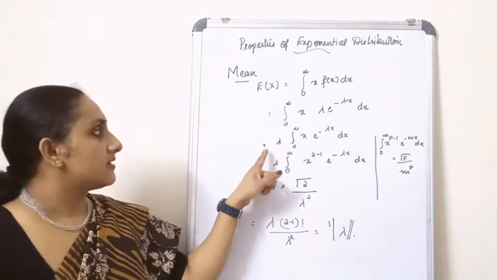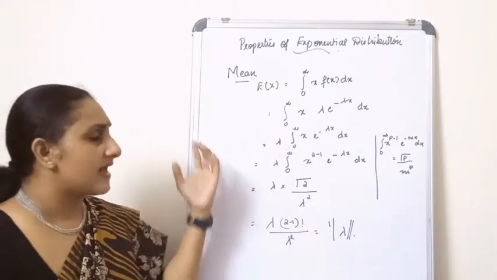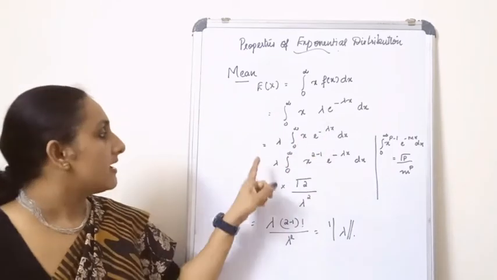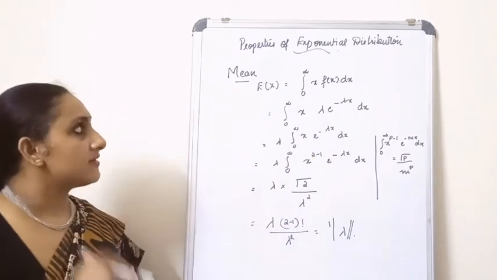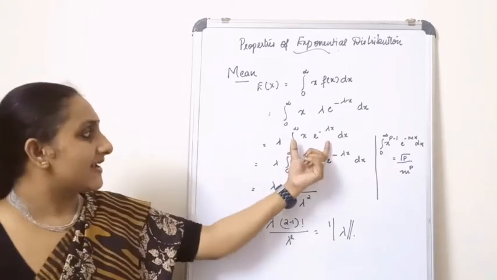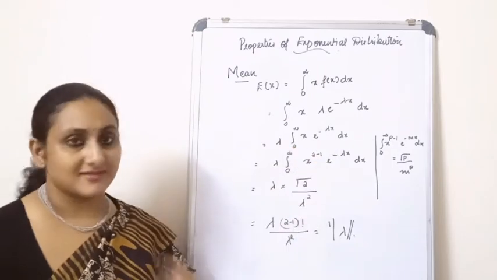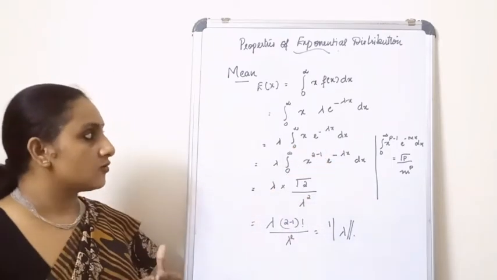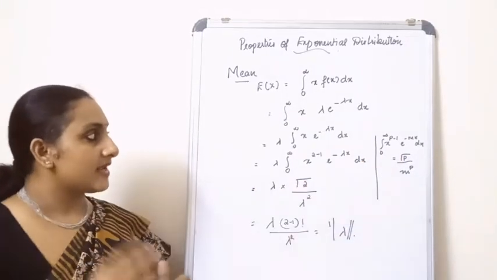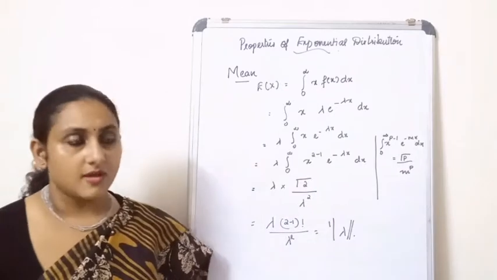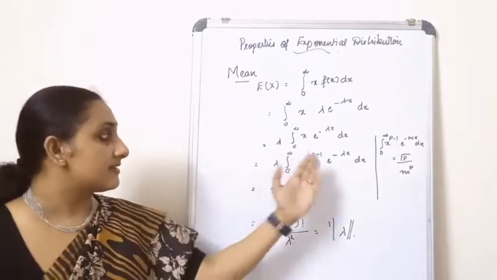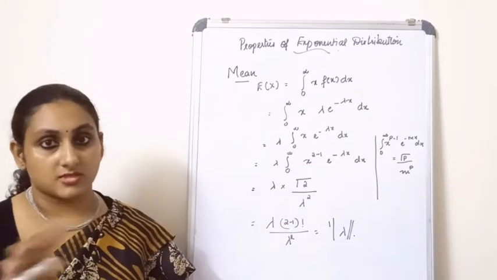Since lambda is a constant, I take the lambda outside: lambda times the integral from 0 to infinity of x into e raised to minus lambda x dx. Whenever you find the mean or variance of an exponential distribution, you will get the integral in this form. That is why I wrote the gamma integral above. You have to make this integral into that form so that it is easy to integrate the function.